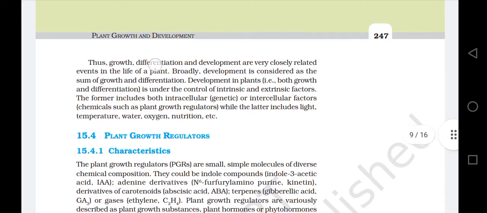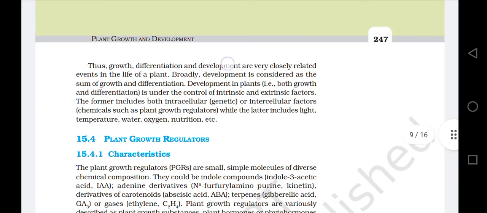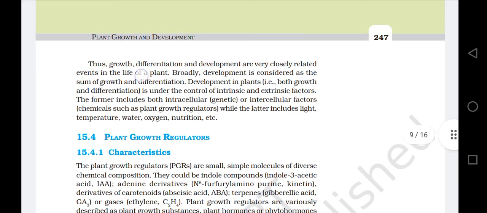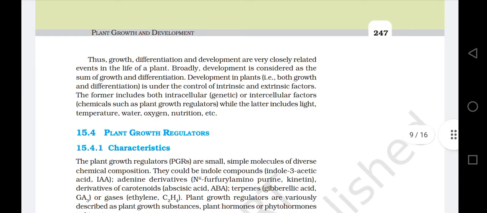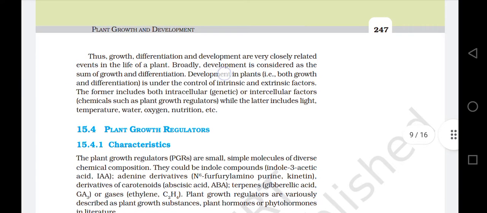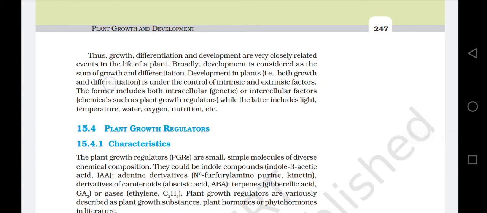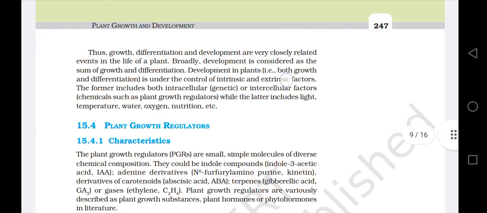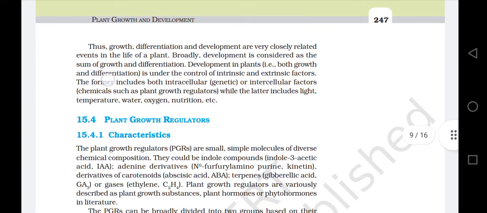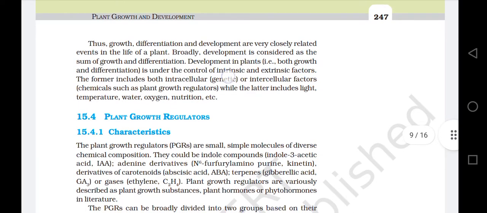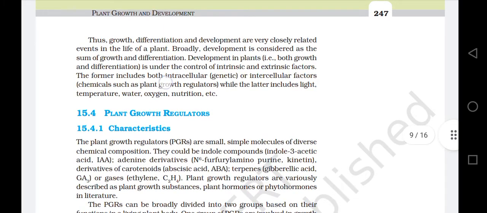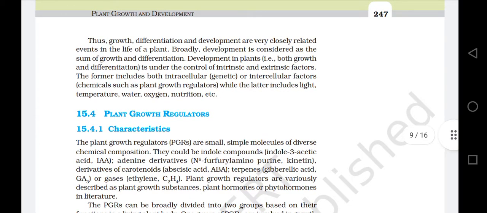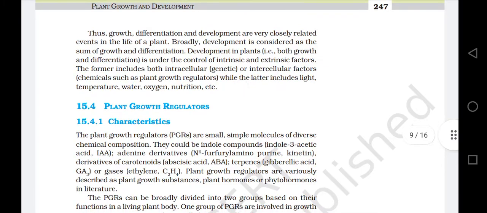Thus, growth, differentiation, and development are very closely related events in the life of a plant. Broadly, development is considered as the sum of growth and differentiation. Development in plants, that is both growth and differentiation, is under the control of intrinsic and extrinsic factors. The former includes both intracellular genetic or intercellular factors, chemicals such as plant growth regulators, while the latter includes light, temperature, water, oxygen, nutrition, etc.